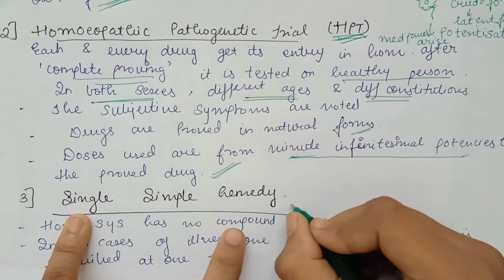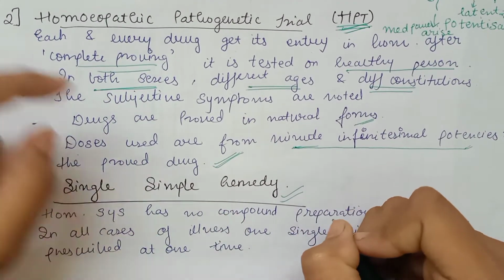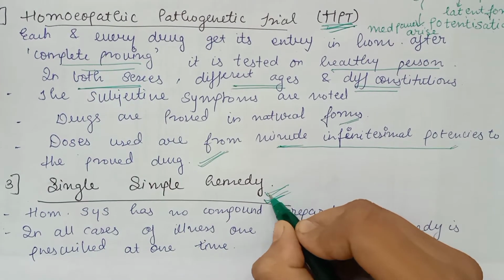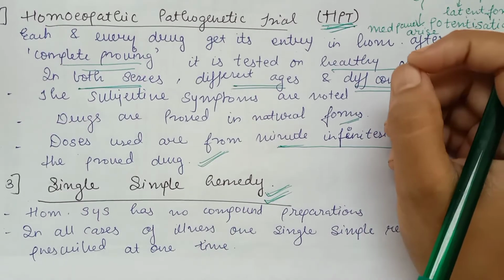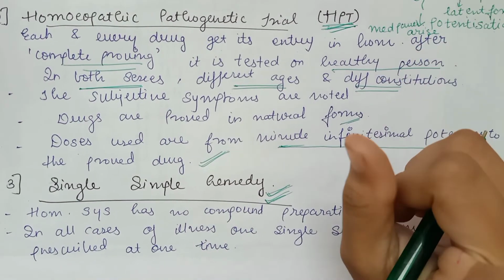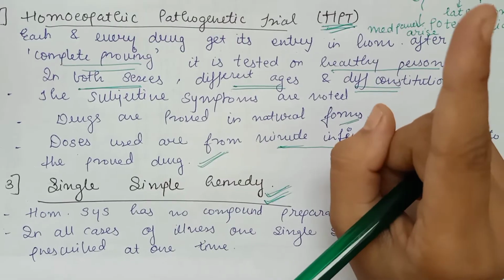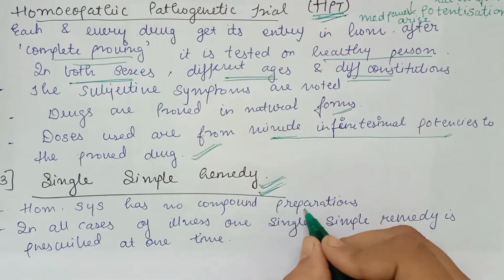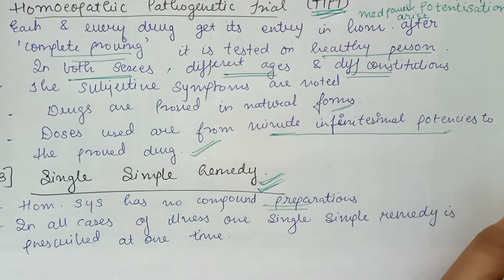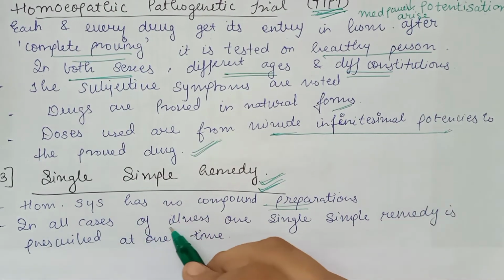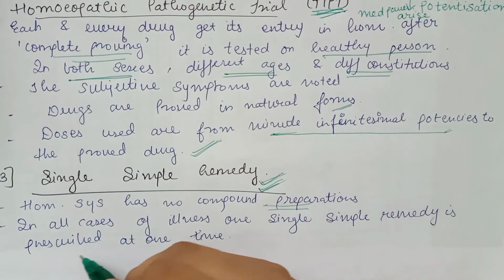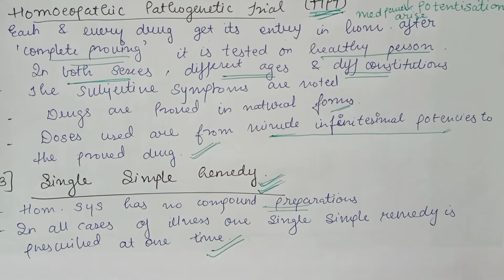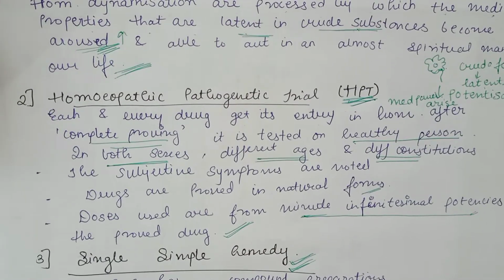Okay, then single simple remedy. This is also one speciality in homeopathy, that we give one remedy. Okay, we don't do polypharmacy, we do monopharmacy. What is monopharmacy? We just give only one medicine to the patient. Okay, the homeopathy system has no compound preparation, there is no mixture, only a single remedy we give. In all cases of illness, one single simple remedy is prescribed at one time. At one time we just give only one medicine to the patient. So this is the specialty.